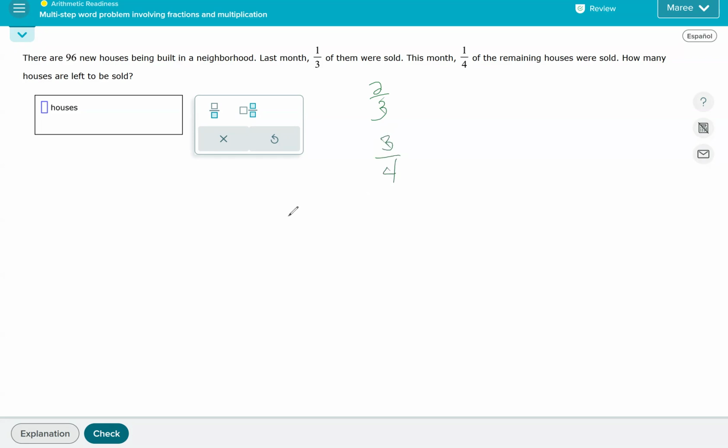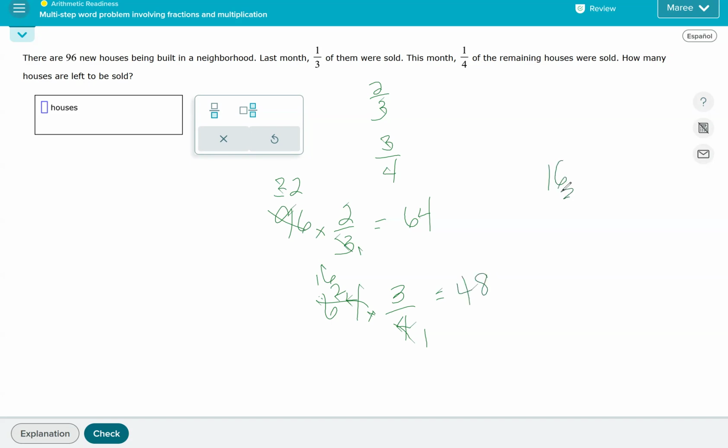So we're going to do 96 times 2/3. 3 goes into 96 32 times, and 32 times 2 is 64. And then we take 64 times 3/4. 4 goes into 64 16 times. 16 times 3, I think, is 48. Let me check my math. Yeah, 48. So 48 houses were left.